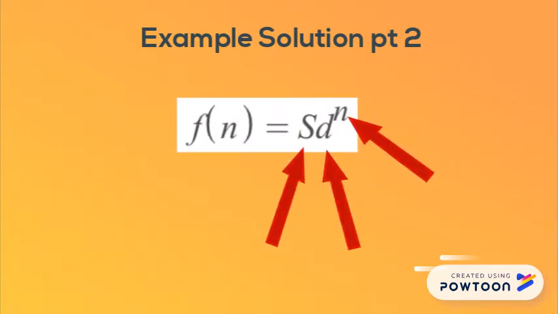Now all we have to do is plug it into the equation. So S is 3 because he started off with 3 bottles, D is 2 because the common ratio is 2, and N is 6 because we're looking for 6 months.